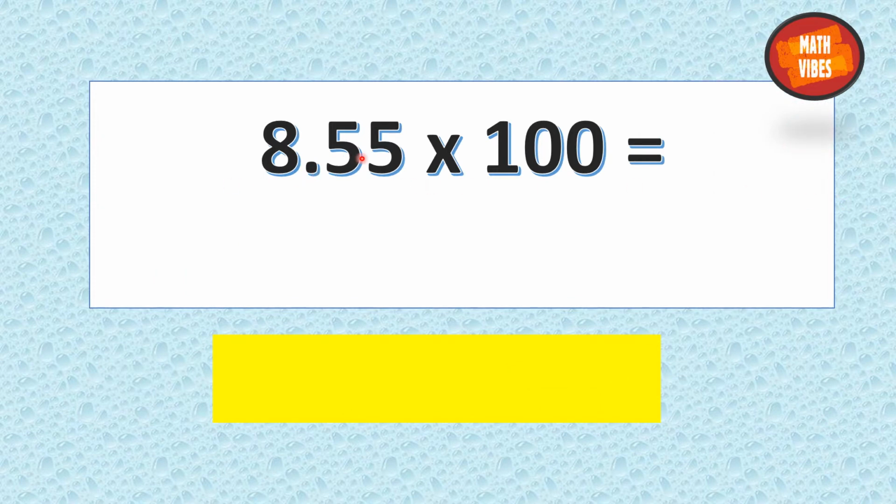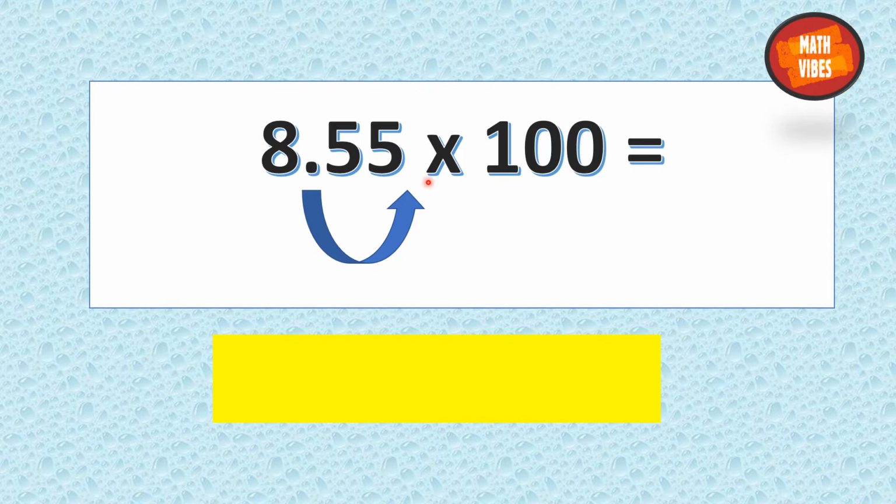Now the number is the same, 8.55, but now I have to multiply by 100. So what will I do? See how many zeros are there in 100: 2. The decimal has to be shifted to the right side because we are multiplying. Now how many places will it be shifted? 2 places. So this decimal will now shift 1 and 2.